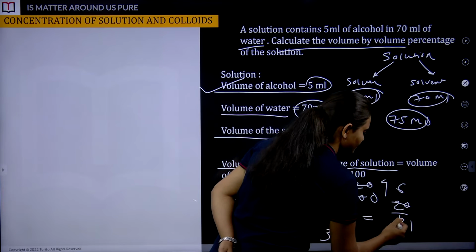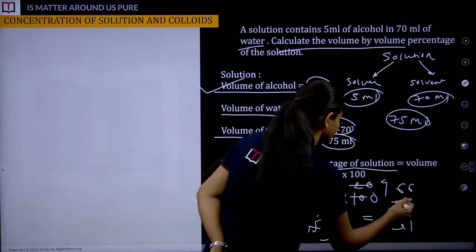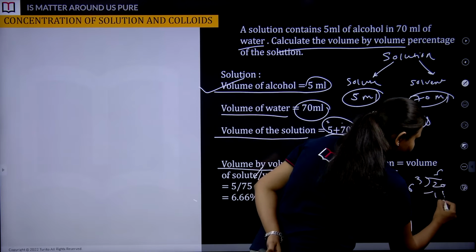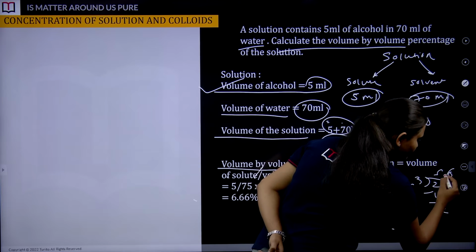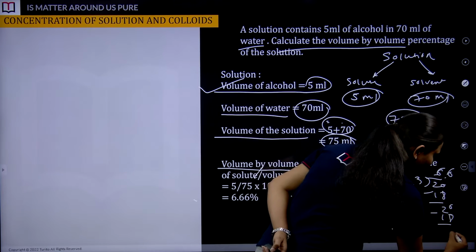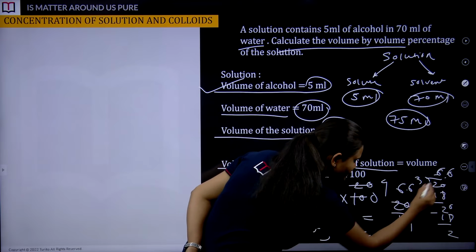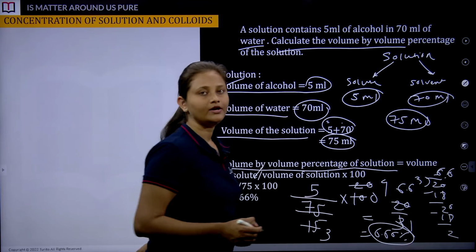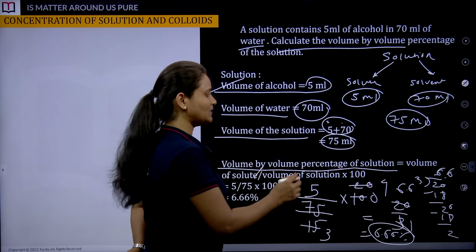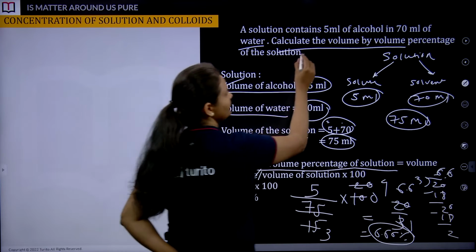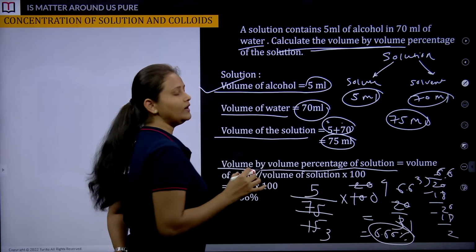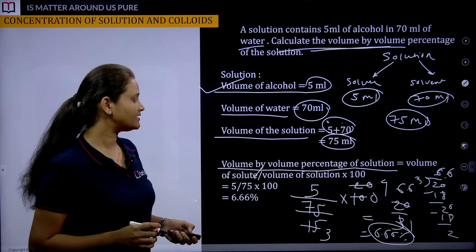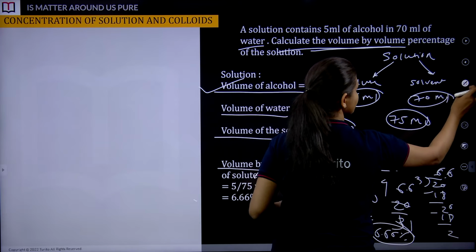Now what you are going to do, you are going to divide 20 by 3, right? So 6, 6.6, right? Left with 2. So of course the answer is what? 6.66 percentage. Do not forget to write percentage, okay? 6.66. So that is the concentration of this liquid in liquid type of solution by volume by volume percentage. Alright, quickly make a note of this, students.